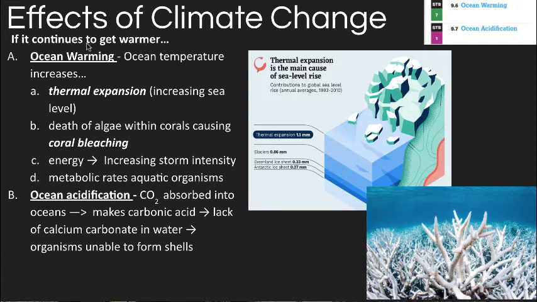If it continues to get warmer, what are the effects on the ocean here? Well, two things that are big ones: ocean warming, right? That should be logical, right? The ocean temperature is going to increase if the planet increases in temperature. What are some issues? Well, we have something called thermal expansion, which is just increasing sea level as the molecules expand and get warmer. That helps to push sea level rise higher. That's just part of what we're talking about with temperature expansion.